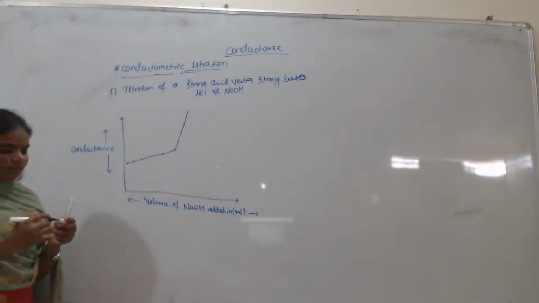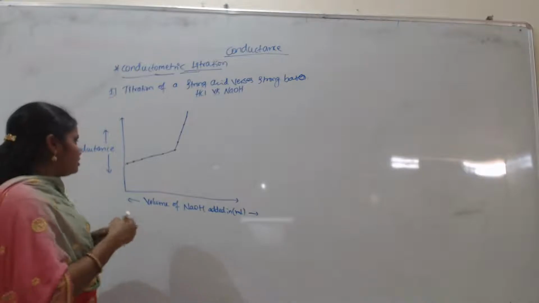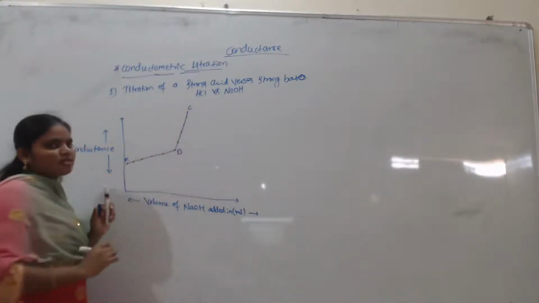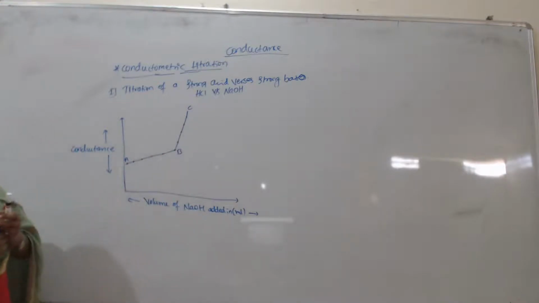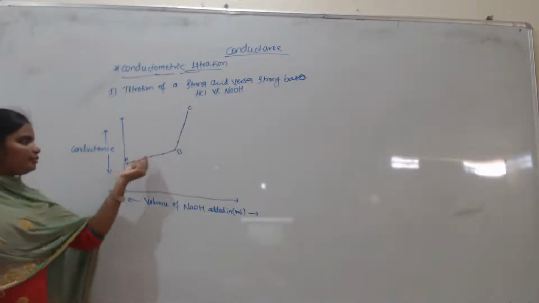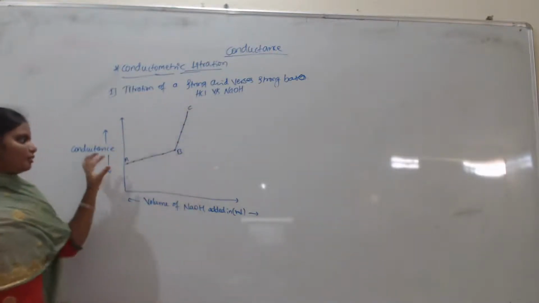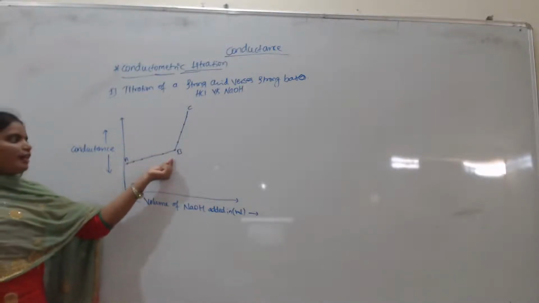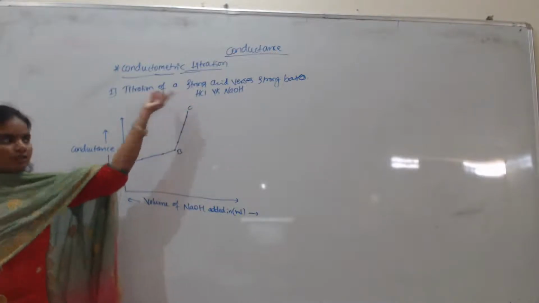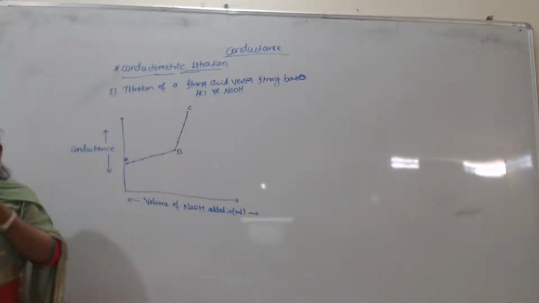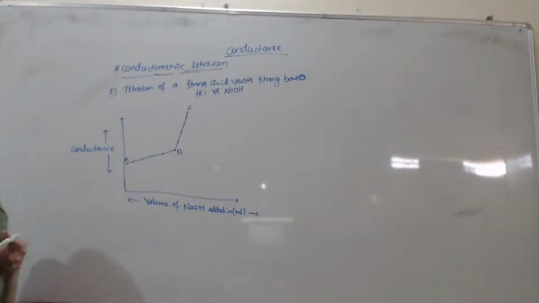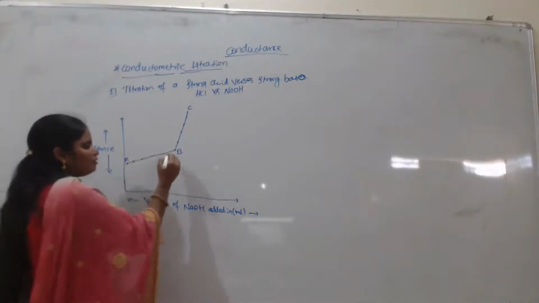Here, this is A, this is B and this is C. Here you are adding the NaOH, and the value decreases and then it increases. This is a strong acid versus strong base. Here you consider this the equivalence point.